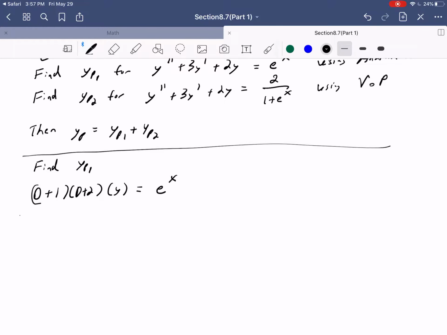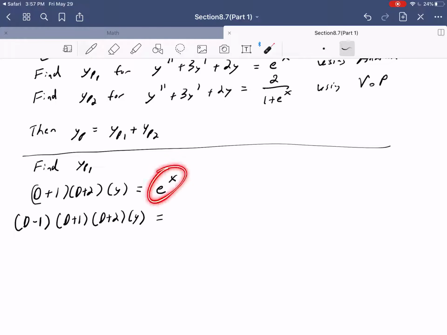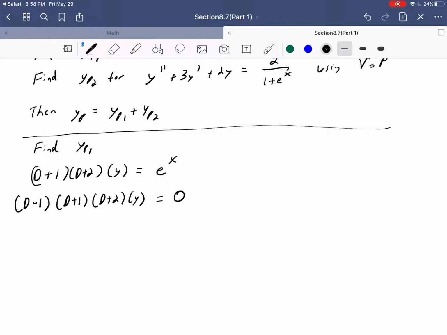So let's apply d minus 1 on both sides: d minus 1, d plus 1, d plus 2 of y equals d minus 1 of e to the x. Well, the derivative of e to the x is e to the x, minus e to the x, yep, it's going to be 0, so there we go. So what does that mean our trial solution is going to look like? Well, it looks like it would be something like a1 e to the x plus a2 e to the negative x plus a3 e to the negative 2x.